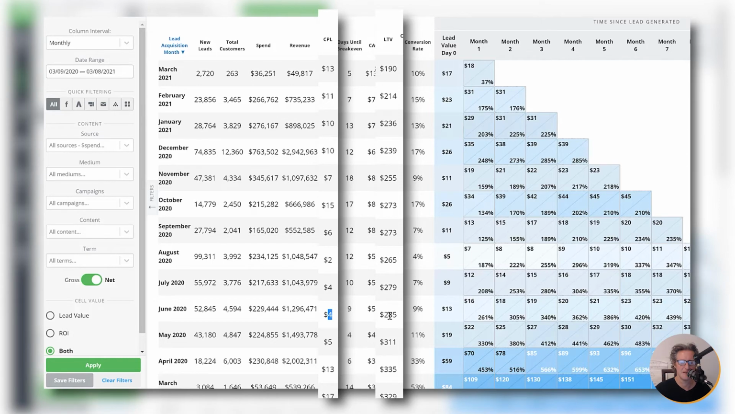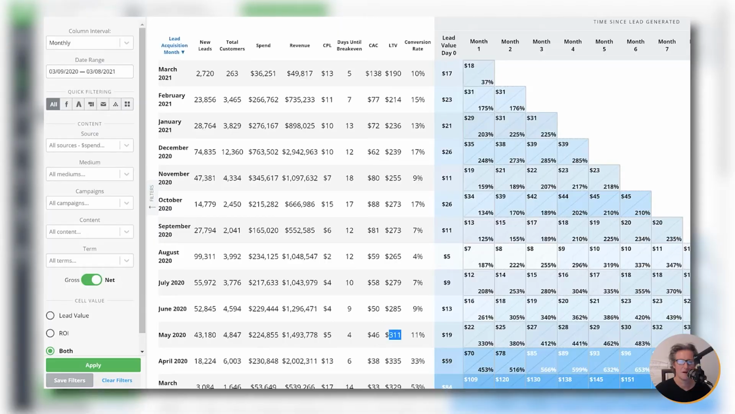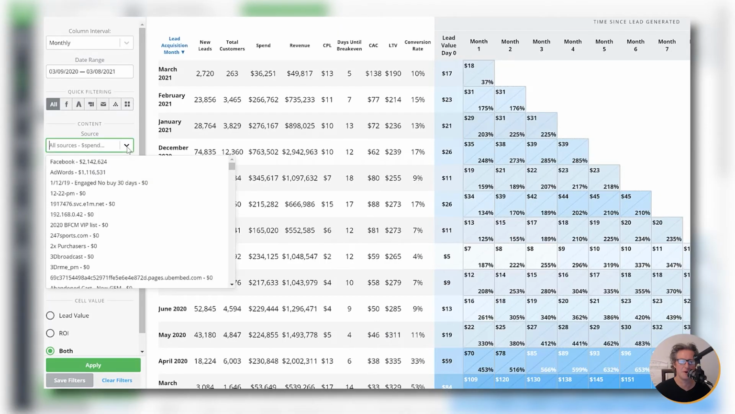$4 to get a lead, but when you convert a customer, they're worth $285. Those are good leads. $5 to get a lead in May, they're worth $311. Those are some solid leads right there. So that spread to me tells a lot. CAC to LTV spread also factors in, 46 to 311. That's massive.